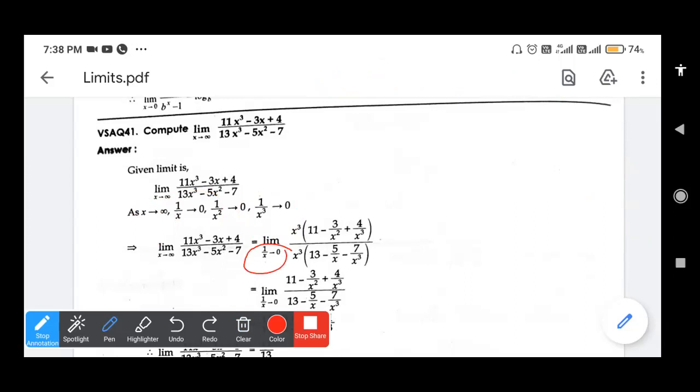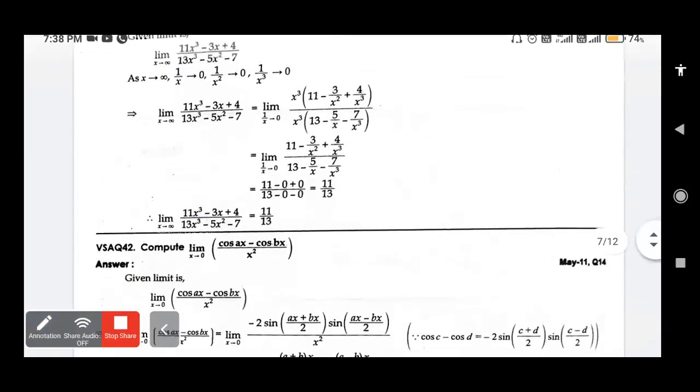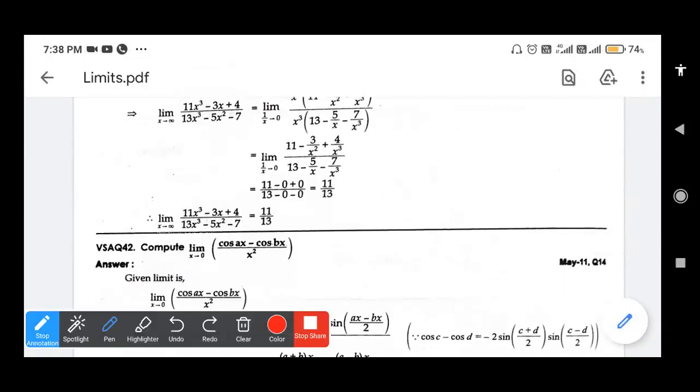Next step, what we have to do is we have to take x cube as common. So if we take x cube from 11x cube, we will get 11. If we take x cube from 3x, we will get 3 by x square. If we take x cube from 4, we will get 4 by x cube. Similarly, from the denominator, just take x cube as common. After taking this part as common, cancel it out. Cancel x cube and x cube. You will get this. Now, substitute the limit.